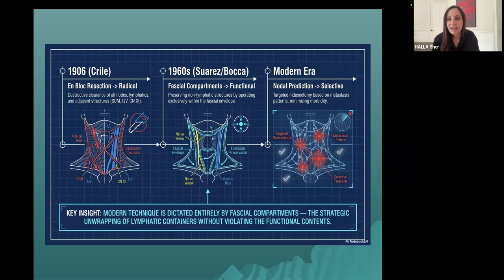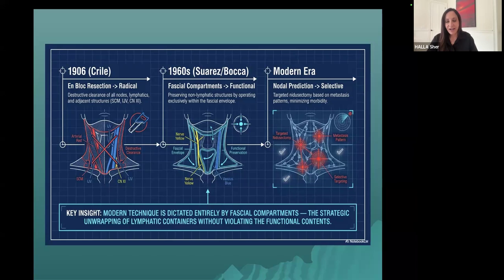As time went on, Doctors Bocca and Pignataro continued the work of Suarez, and they coined the term functional neck dissection. So they routinely performed dissection of levels 1 through 5 of the neck and preserved the non-lymphatic structures whenever possible. This functional neck dissection, we come to know this as the modified radical neck dissection.